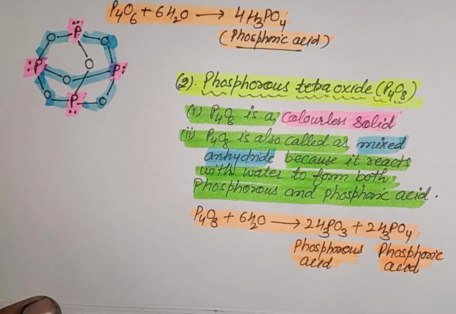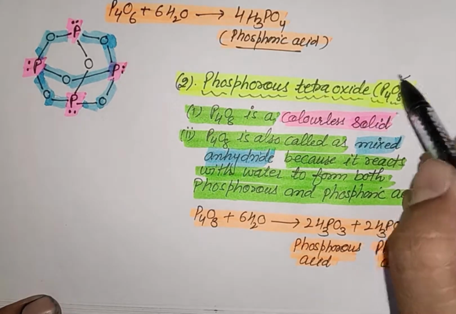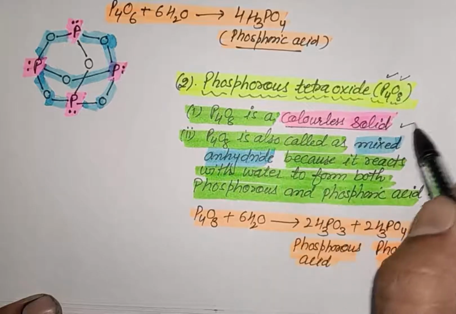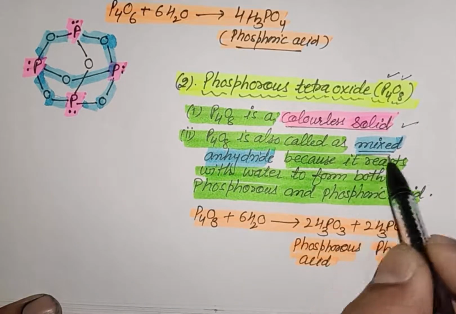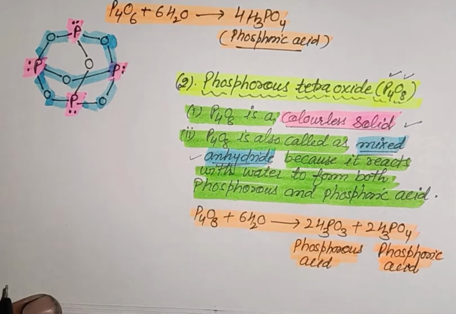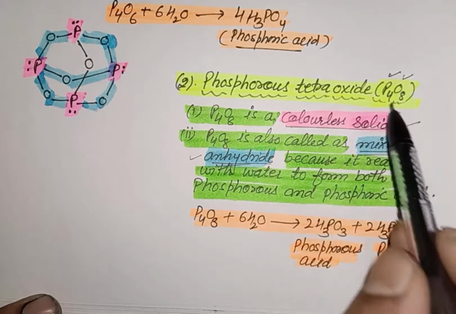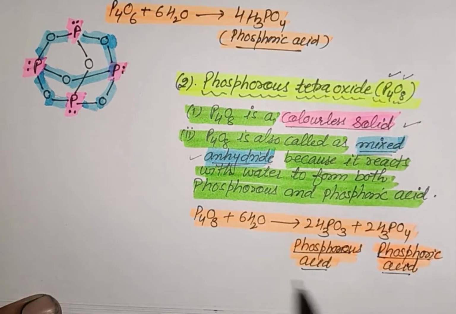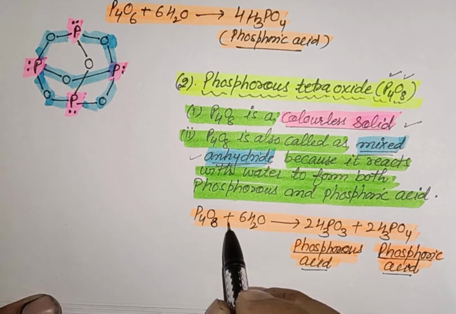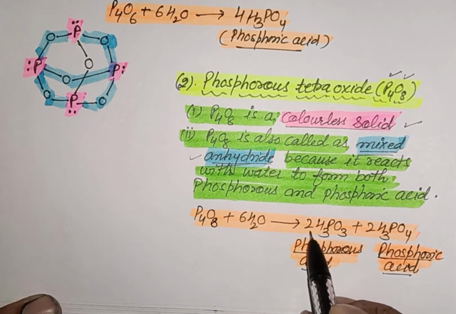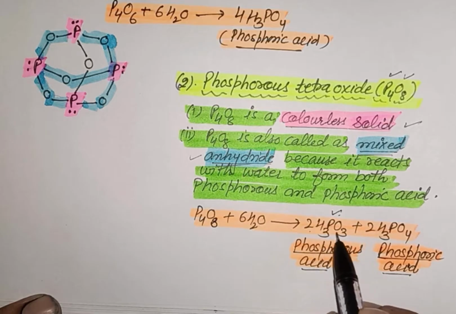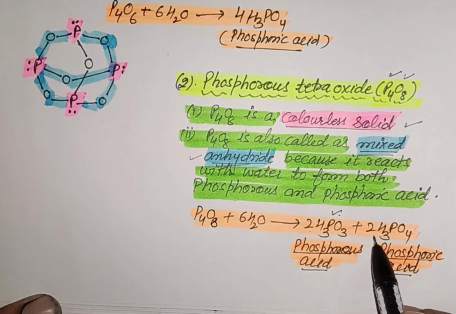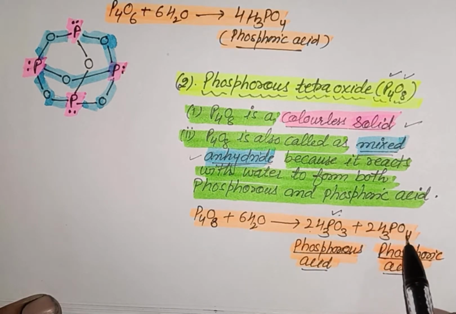Next one is phosphorus tetroxide, P4O8. It is a colorless solid. It is also called a mixed anhydride. Why is it called a mixed anhydride? Because when P4O8 reacts with water, it forms a mixed acid of phosphorus, like phosphorous acid and phosphoric acid. P4O8, when it reacts with 6 molecules of water, forms 2 molecules of phosphorous acid, H3PO3, and 2 molecules of phosphoric acid, that is H3PO4.